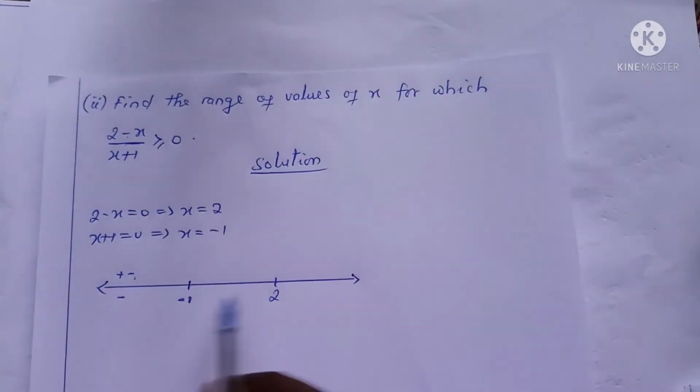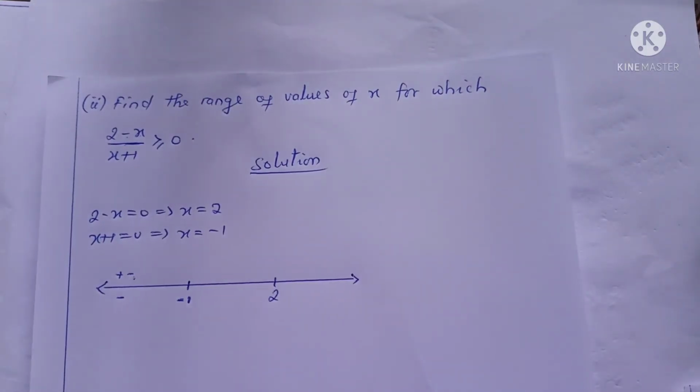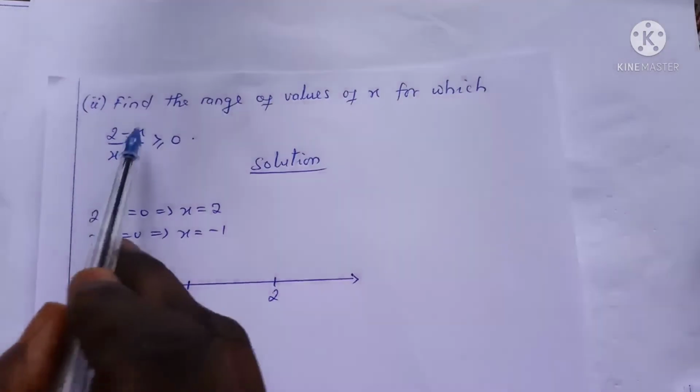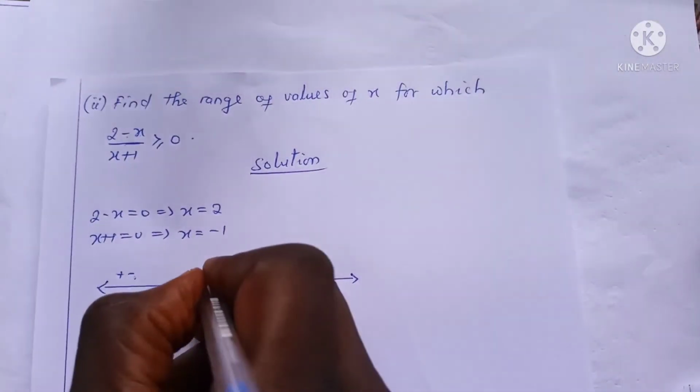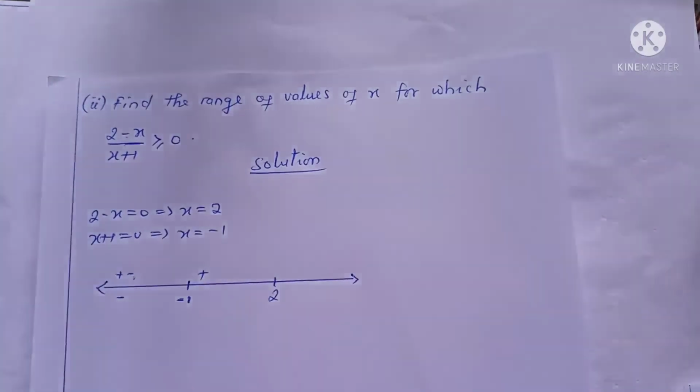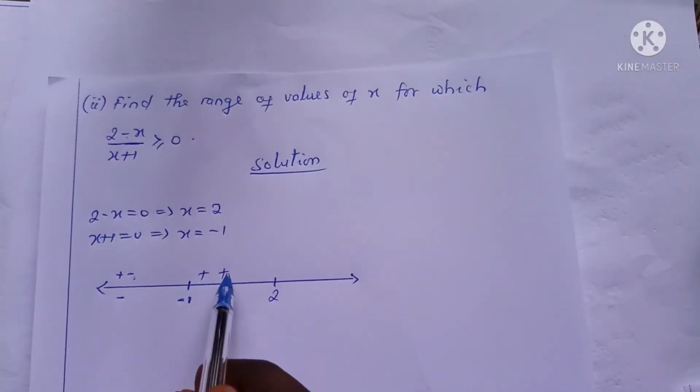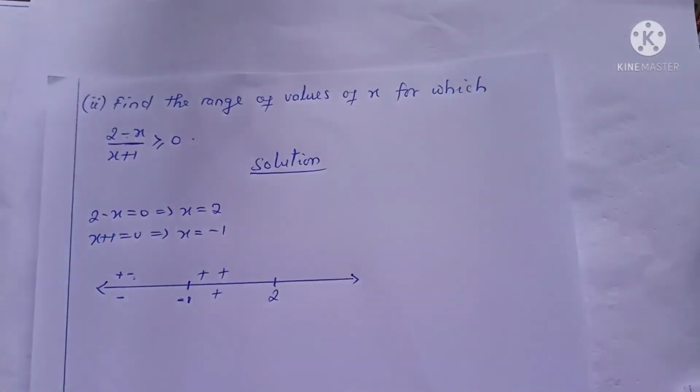In this region, we pick a value which lies between negative 1 and 2. Let's pick a value like 0. If you substitute 0 in the numerator, we're going to have 2 minus 0, which is positive. If you substitute 0 in the denominator, we're going to have 0 plus 1, which is also positive. And we know that a positive value divided by a positive value is also a positive value.